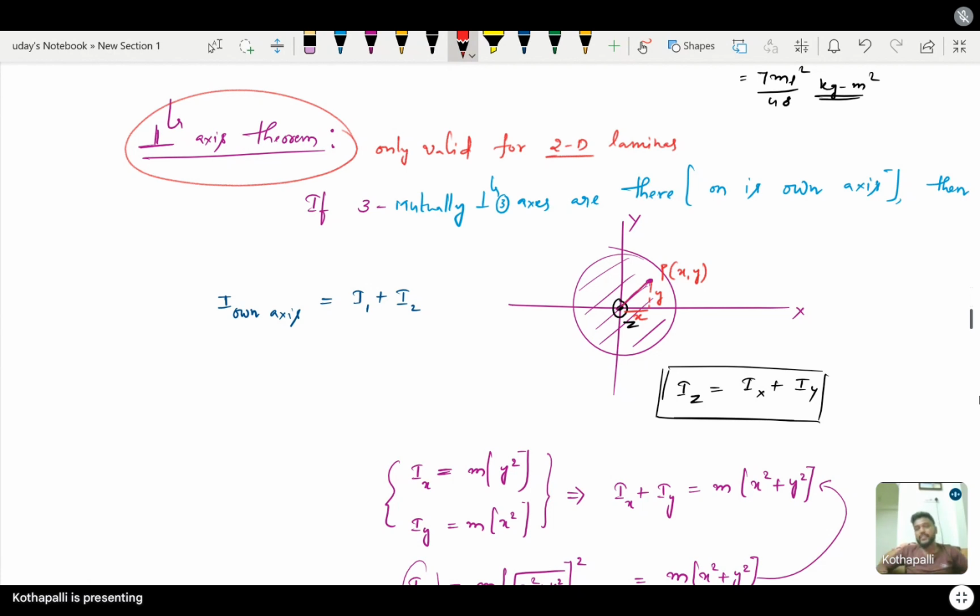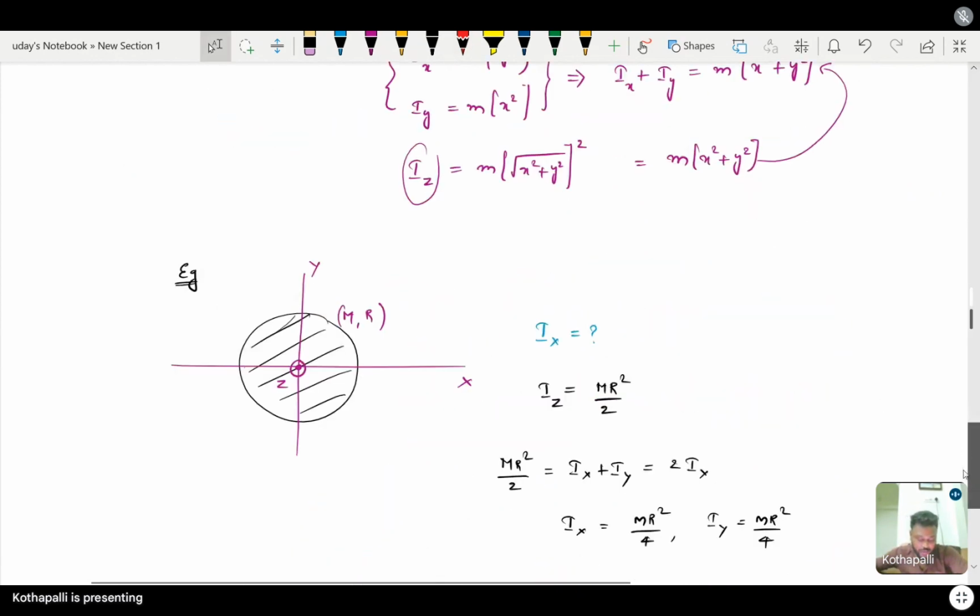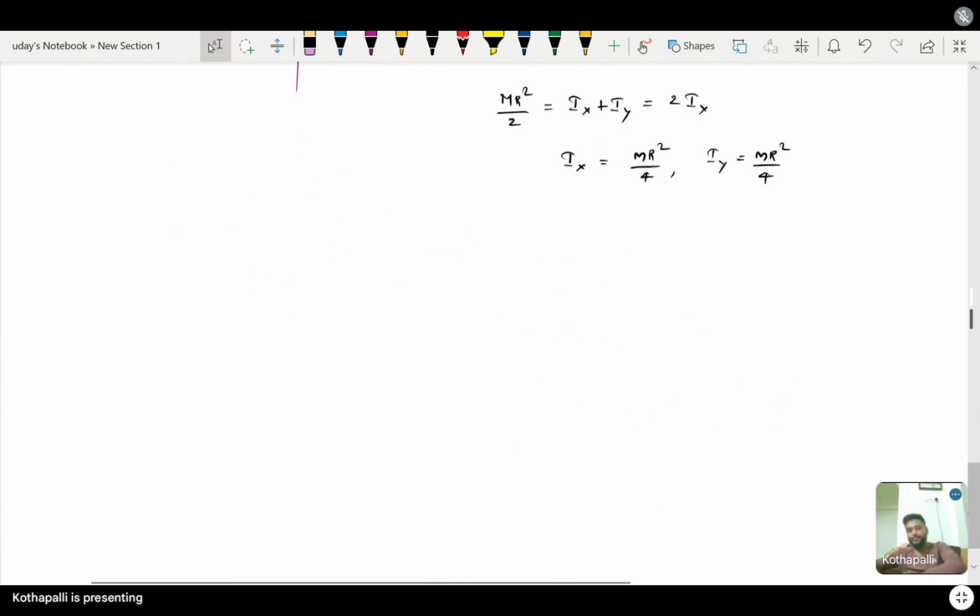But the parallel axis theorem is valid everywhere. There is no limitation for it. We can apply the parallel axis theorem anywhere there are two parallel axes, one of them passing through the center of mass. Got it? Now, by using both of these theorems, let us do some questions. Let's do some questions. Try this one.